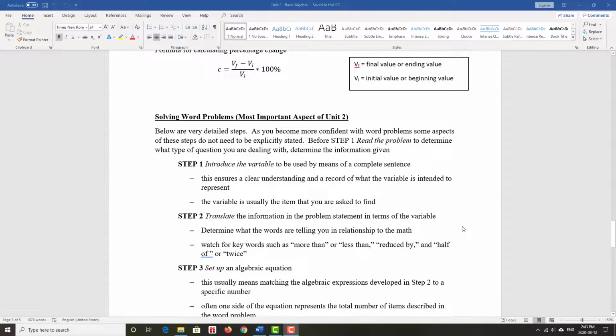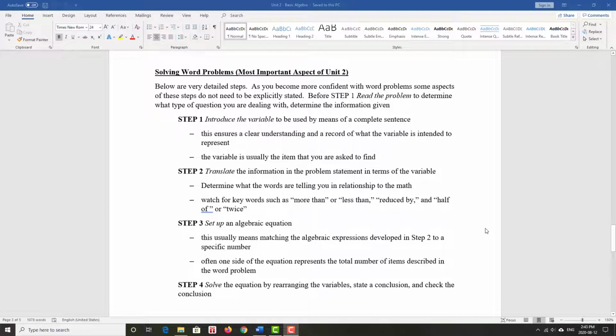Okay, here is the most important part of this whole unit that's going to carry forward for us throughout the entire course. How do I solve a word problem? Right? Because we are going to do that a lot. And that is sometimes the hardest thing in mathematics, the word problem. Okay? So, first thing we do, it's 4 steps.